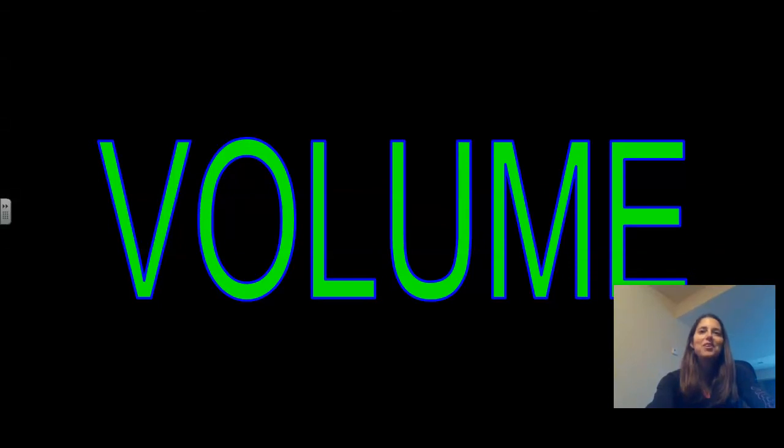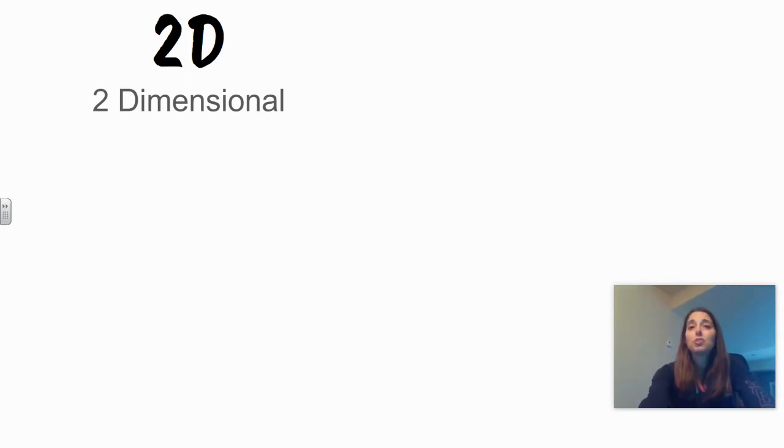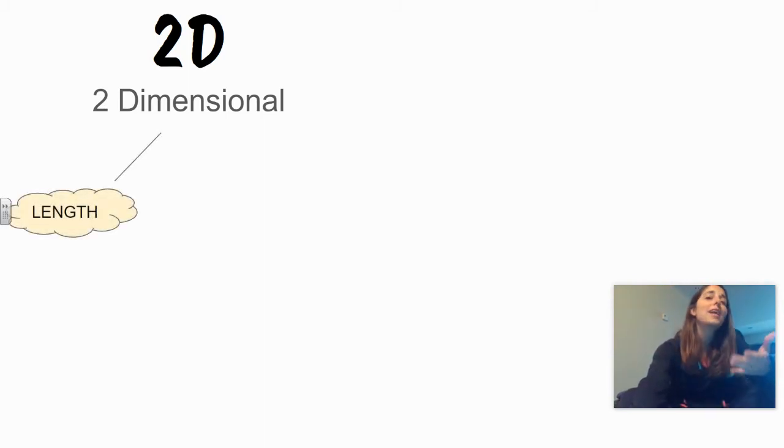All right, guys, so we are going to jump into a new topic, and that topic is volume. Up until now, we've been really focusing on 2D shapes. Now, 2D stands for two-dimensional. And you might not know that a dimension is something that you can measure. So 2D shapes have two parts that you can measure, two dimensions. That would be a length and a width.